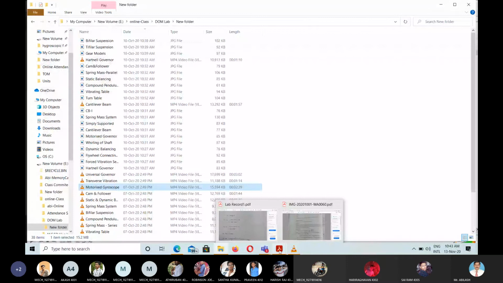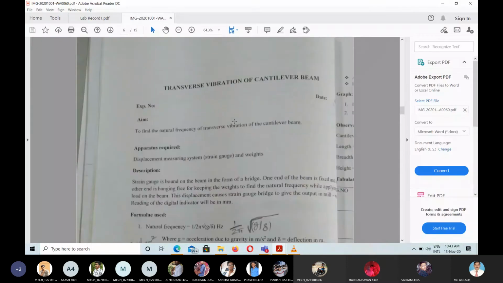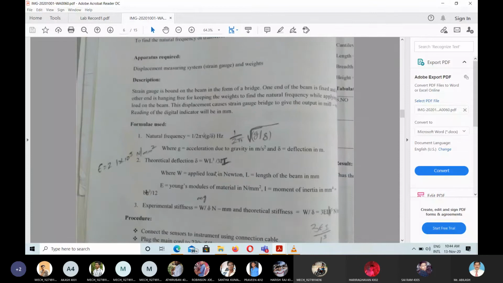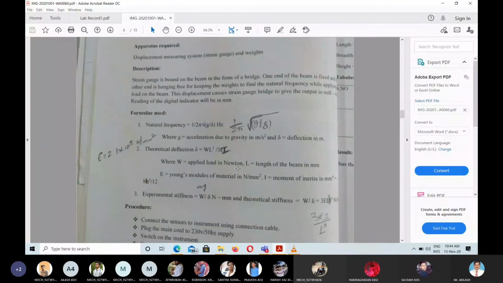Transverse vibration of cantilever beam. So we have two: transverse vibration of cantilever beam and simply supported beam. Very similar procedure. You need to change the formulas. Ultimate aim is you need to measure transverse vibration. So you need to compare experimental and theoretical frequency.